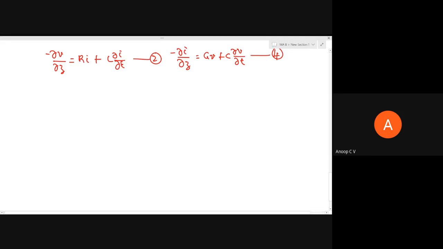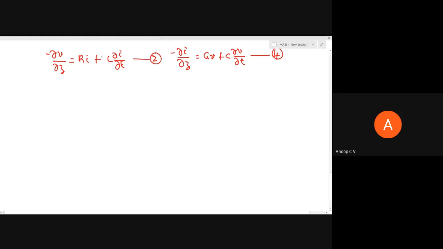Is there any means whether I know I in terms of v? Do I have any expression of I in terms of v? It's not available. Even dou I by dou t, I don't know what that is, right? So for that, we'll use some trick. That trick is nothing but what?